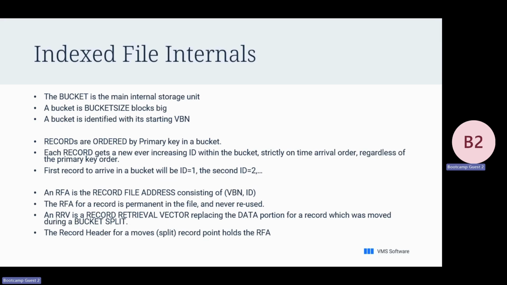Each record gets a new ever-increasing ID within the bucket. So you add a record that should belong in this bucket, because a bucket is sort of assigned a key range, if you like. And so as we find our way to store a record, we get directed to a particular bucket, and we try to add it there, and we give it an ID which will keep on increasing, but it is a 16-bit number, so you can and will run out for very specific applications.